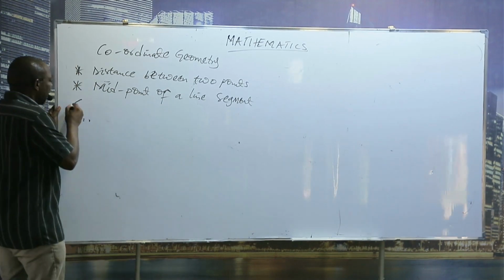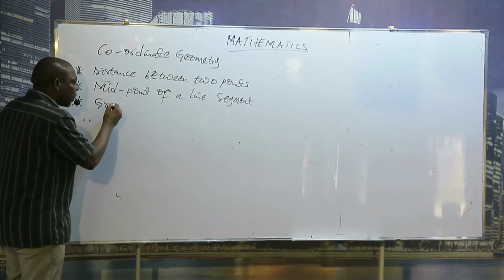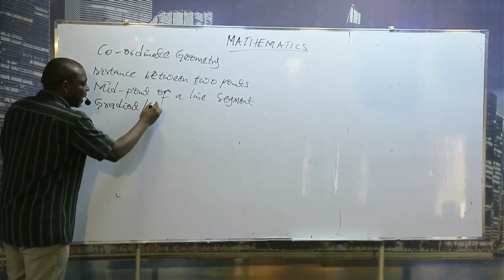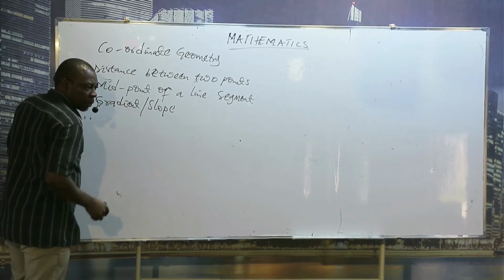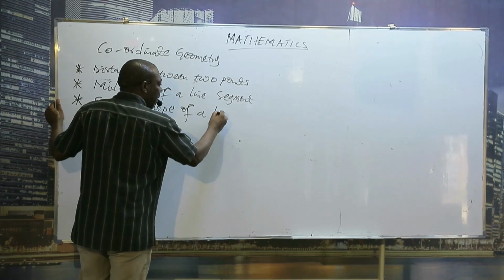Then the next one, we went over to what? Gradient of a line segment.